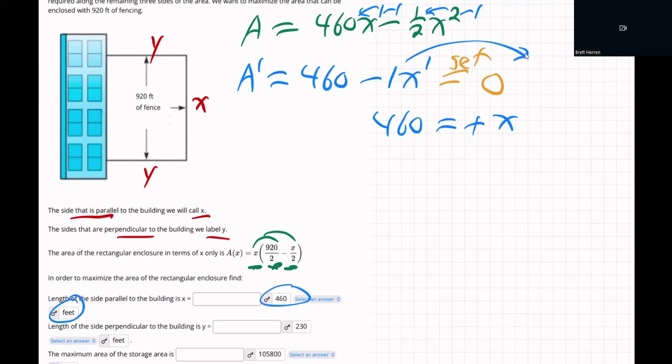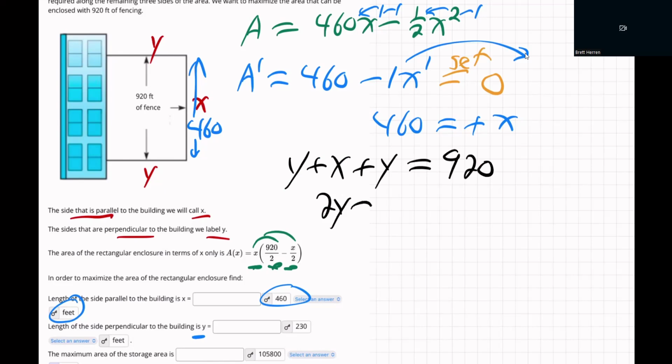The lengths are in feet here. Okay, next they want us to find, so that's x. This is 460, x, from there to there. Okay, but what's y? Well, how are we going to get y now? We're going to have to remember there's 920 feet of fencing, so that means y plus x plus y. Those three have to make 920.